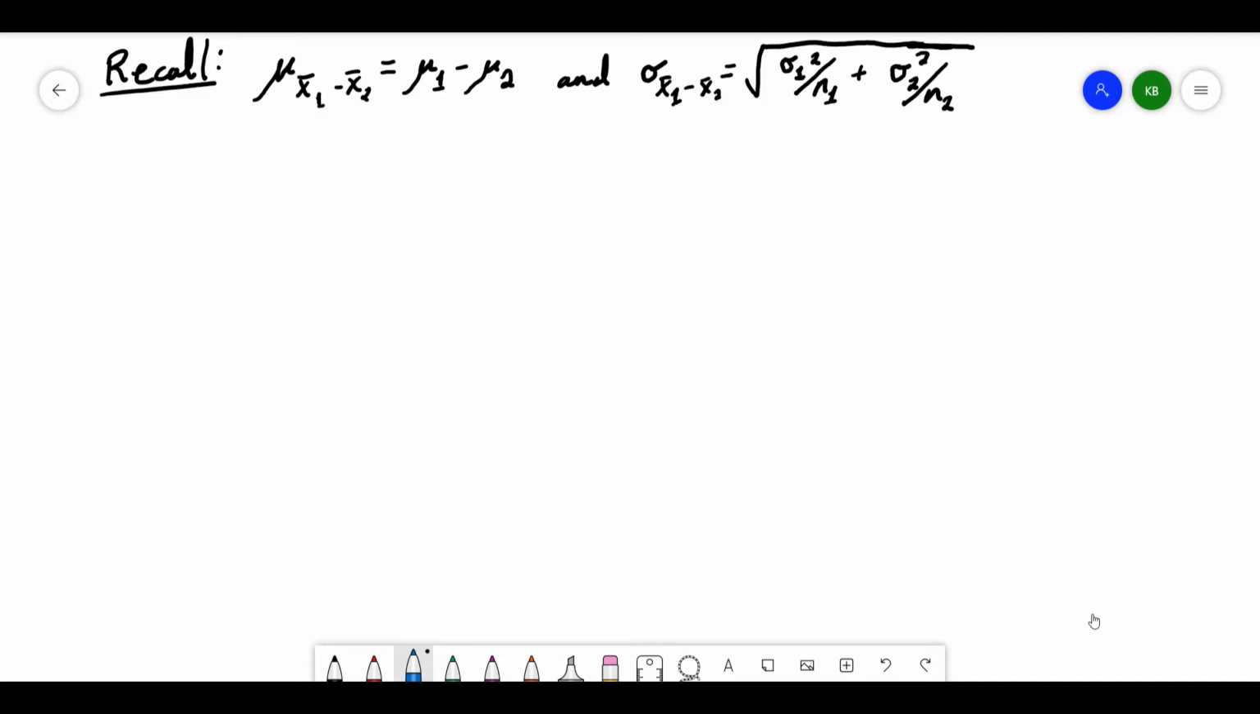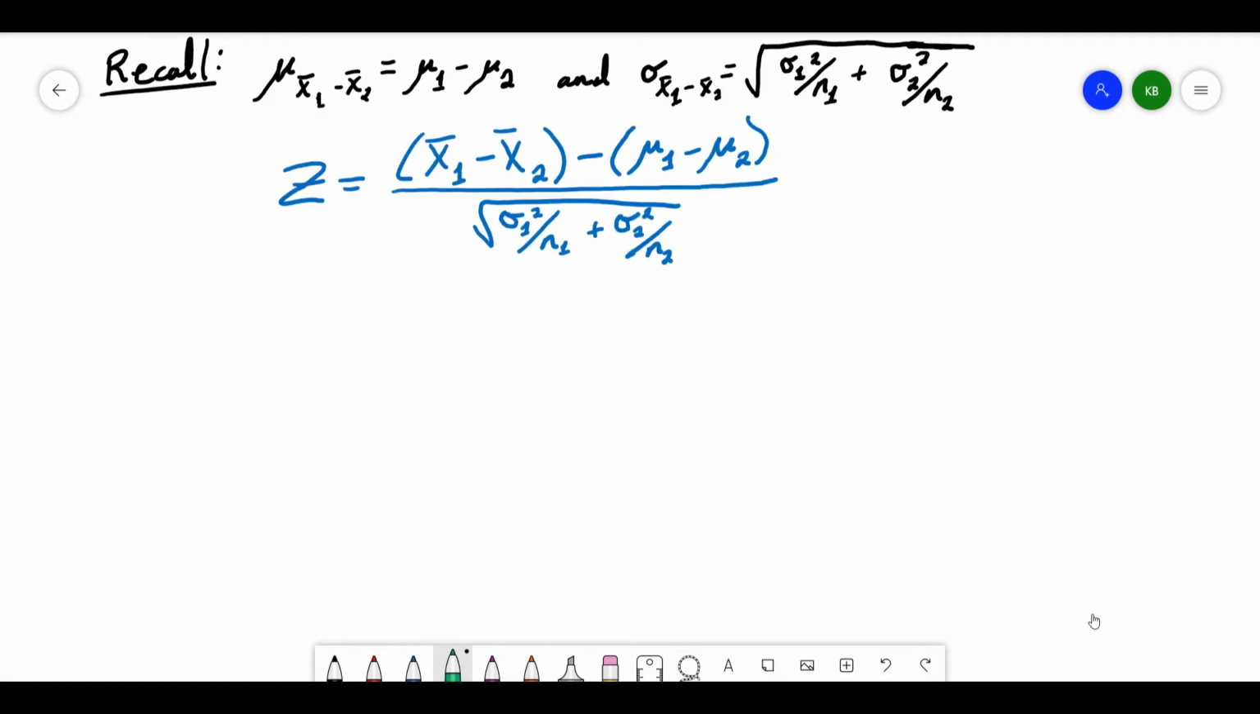Now, we also said that we can approximate this sampling distribution as normal, given that our n1 and n2 are large enough. And so we're going to have our standard normal variable z, where we're taking our point estimate minus our mean divided by our standard deviation. So what that looks like is this.